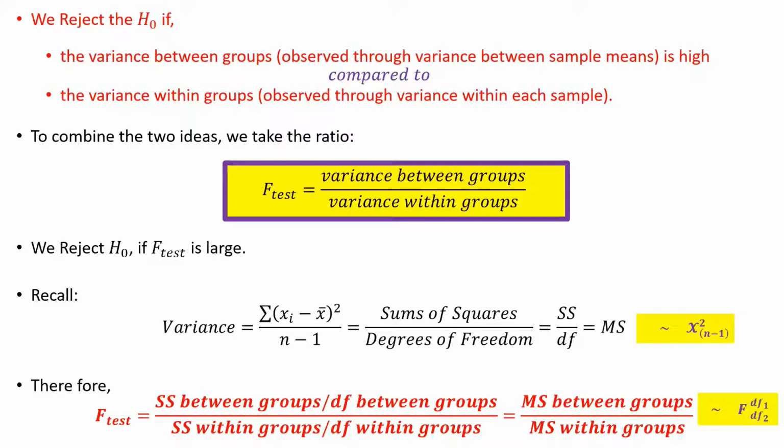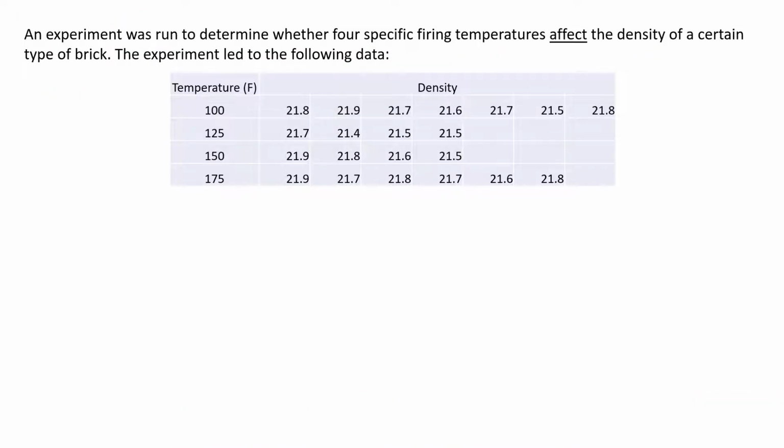Let me say it again. Anova F test is always a right-sided test. If you know the F test statistic, you can easily find the p-value using your calculator, using the distribution FCDF. Since the Anova F test is always a right-sided test, the p-value is the area to the right from the F test statistic. All right, let's do an example.